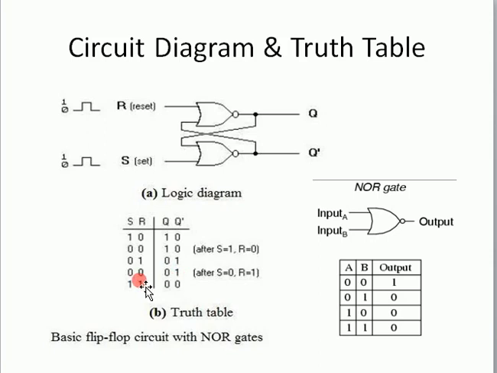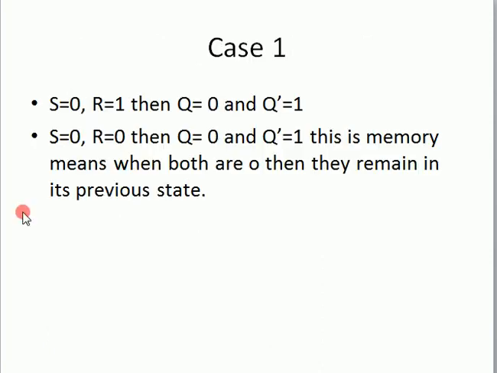So it means when SR is equal to 0 0, then basically here we have the memory. Here we have the previous state. And what was the previous state? That was 0 1, and that has been mentioned here: when S is equal to 0 and R is equal to 0, then Q is equal to 0 and Q complement is equal to 1. Basically this is memory. It means that when both are 0, they remain in their previous state.